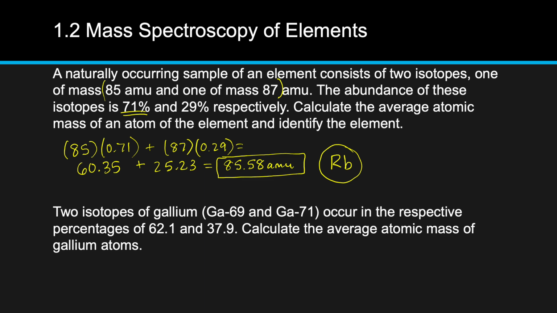The next question says, 2 isotopes of gallium occur in the respective percentages of 62.1 and 37.9%. Calculate the average atomic mass of gallium atoms. So at this point, I want you to pause the video and try this one on your own, and then I'm going to pull up the key so you can check your work.